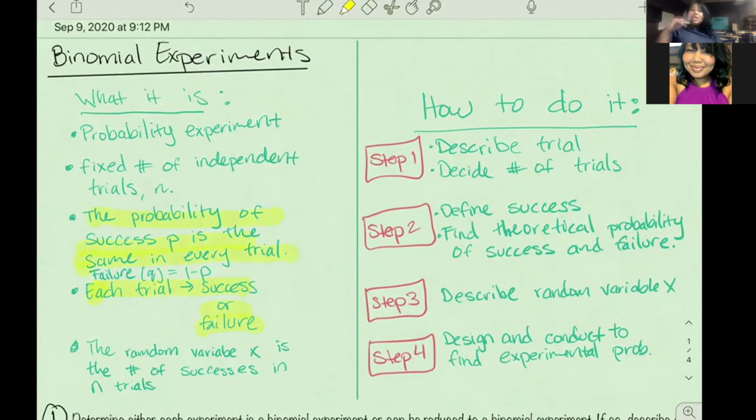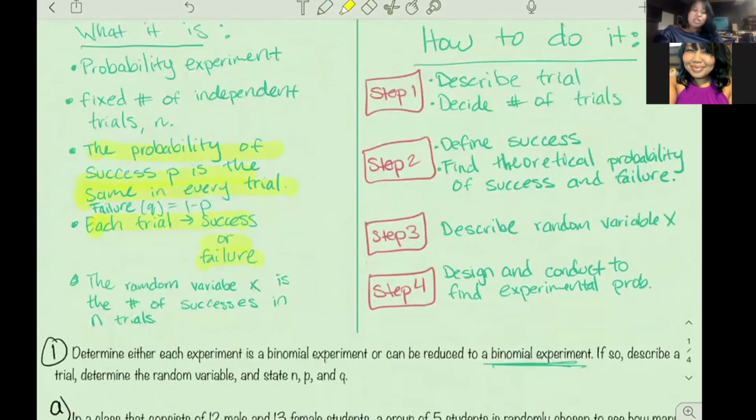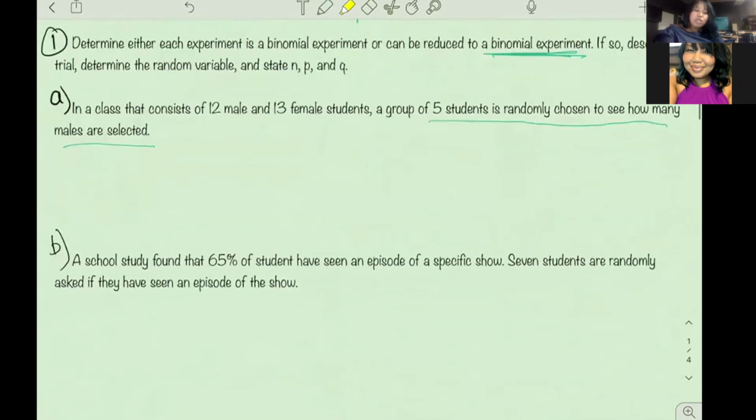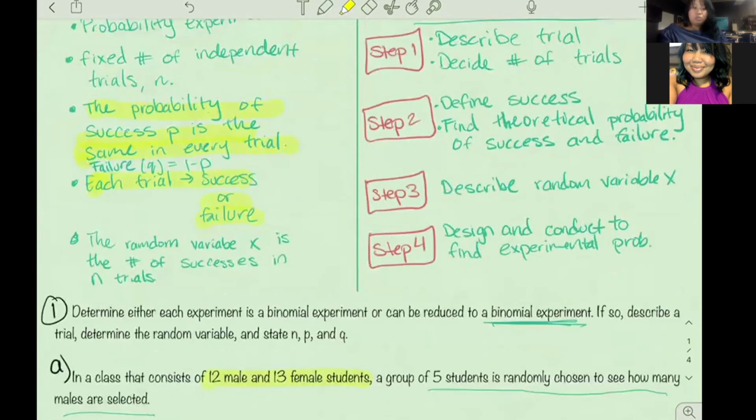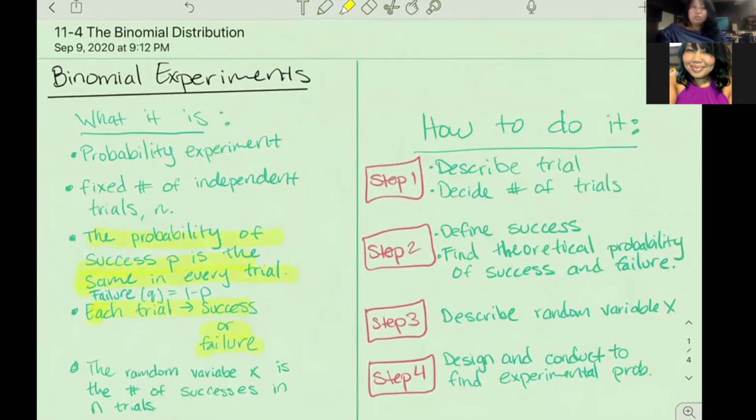So that means it's the same every time. But when we're dealing with kids here, in this situation, I have 12 male and 13 female. So once I do choose a male, or once I do choose a female, then the probability for the next trial changes. Therefore, because the probability for the next trial changes, it doesn't follow suit with the binomial experiment, right? It needs to be the same.